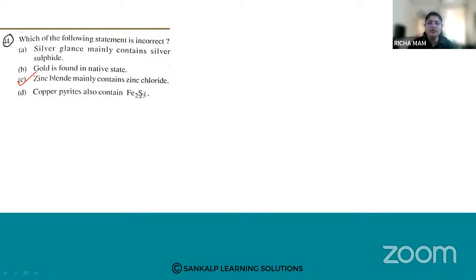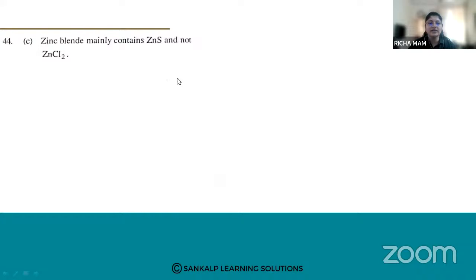So zinc blende mainly contains zinc chloride? No. Zinc blende consists of ZnS, and not zinc chloride. So option number C. Yes, Aishu, your answer is correct. These are the ores and their compositions. So zinc blende mainly consists of zinc sulfide and not zinc chloride. So option number C is the incorrect statement.